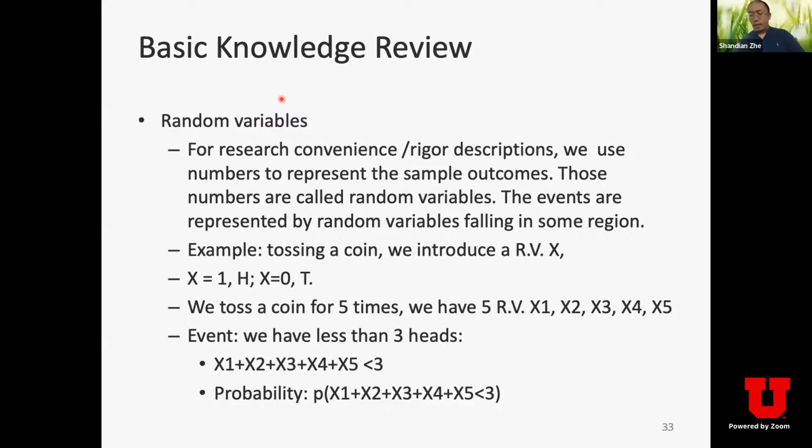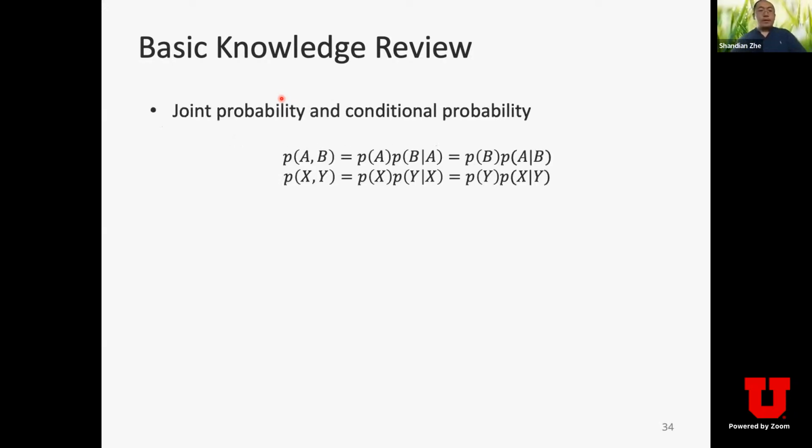Okay, so now given the definitions of random events and random variables, we can define the so-called joint probability and conditional probability. Suppose we have two events. The joint probability of A and B just means the probability of A intersection with B. Don't be confused here. It's not the probability of A union with B. It's the probability that A and B both happen.